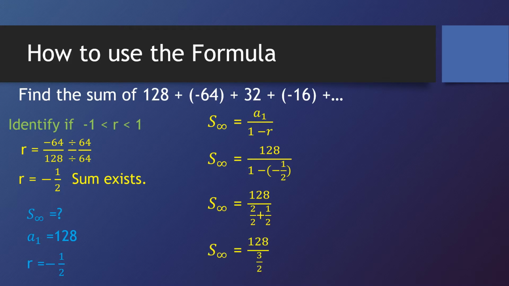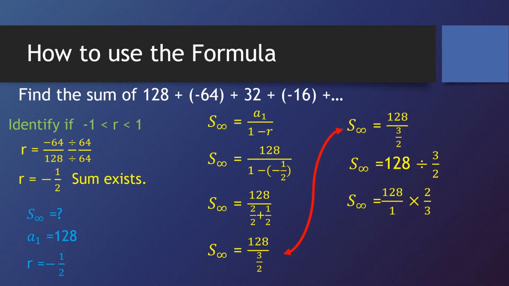Working on this, we will have s sub infinity is equal to 128 over 3 over 2. Adding the numerators of 2 over 2 plus 1/2, then copy the common denominator. So s sub infinity is equal to 128 divided by 3 over 2. Then to divide this, all you have to do is to get the reciprocal of the divisor, then proceed to multiplication. So you will have s sub infinity is equal to 128 over 1 times 2 over 3. From 3 over 2, we now have 2 over 3 because that is the reciprocal of 3 over 2.